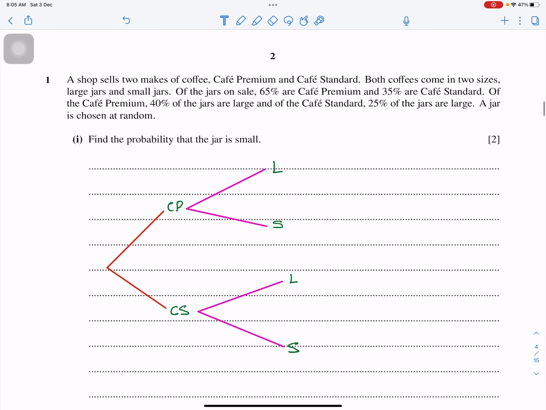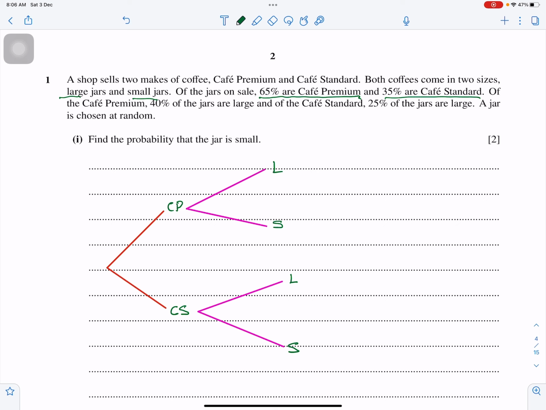So the question is about selling coffee in two different shops, Cafe Premium and Cafe Standard. Both coffees come in two sizes, right? One is large size, another is small. Of the jars on sale, 65% are Cafe Premium and 35% are Cafe Standard. Now let's first of all write down these two pieces of information on a tree diagram.